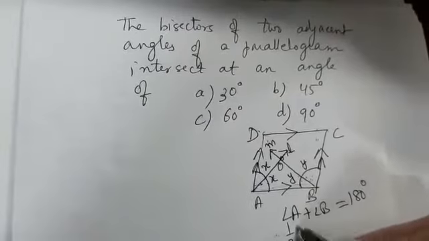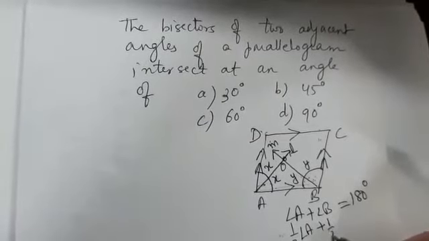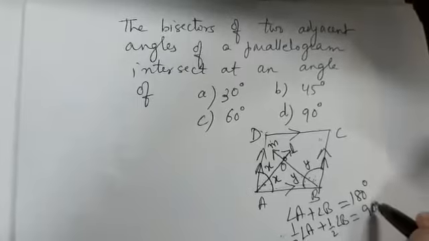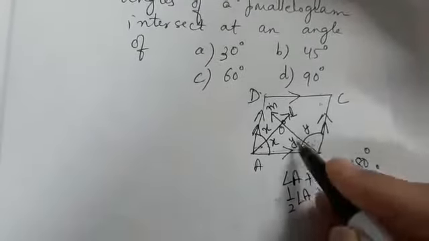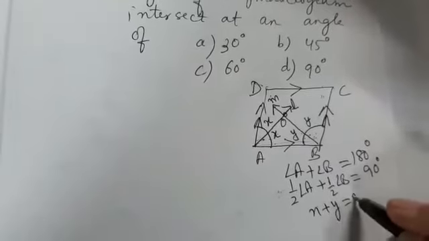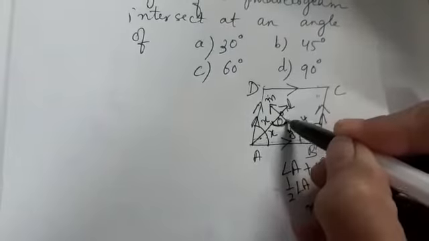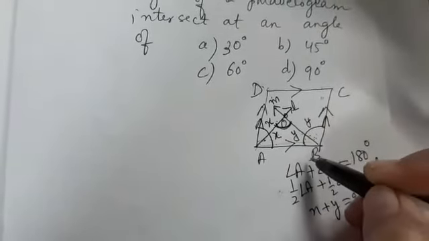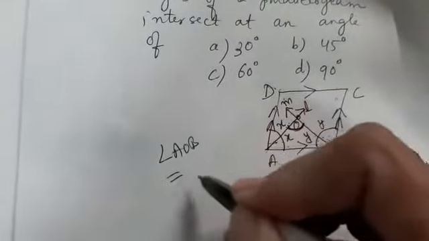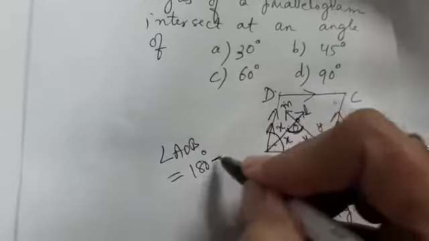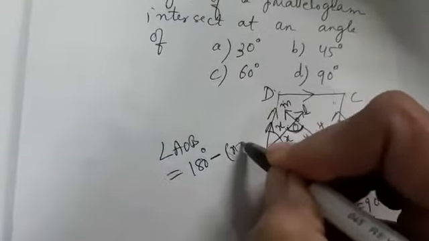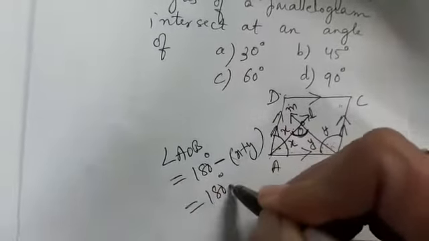yes, half of angle A plus half of angle B will be 90 degrees. So that means, can I say x plus y is 90 degrees? So tell me now, what will be this angle, angle AOB? Perfectly fine. So angle AOB will be, yes, we will be using the angle sum property in the triangle. It will be equal to 180 degrees minus (x plus y). So that is 180 degrees minus 90 degrees. So the answer is 90 degrees.